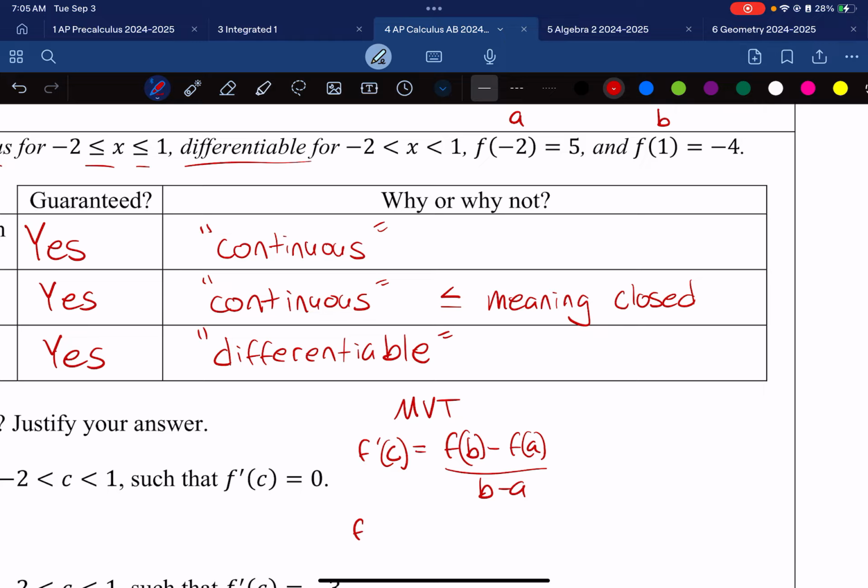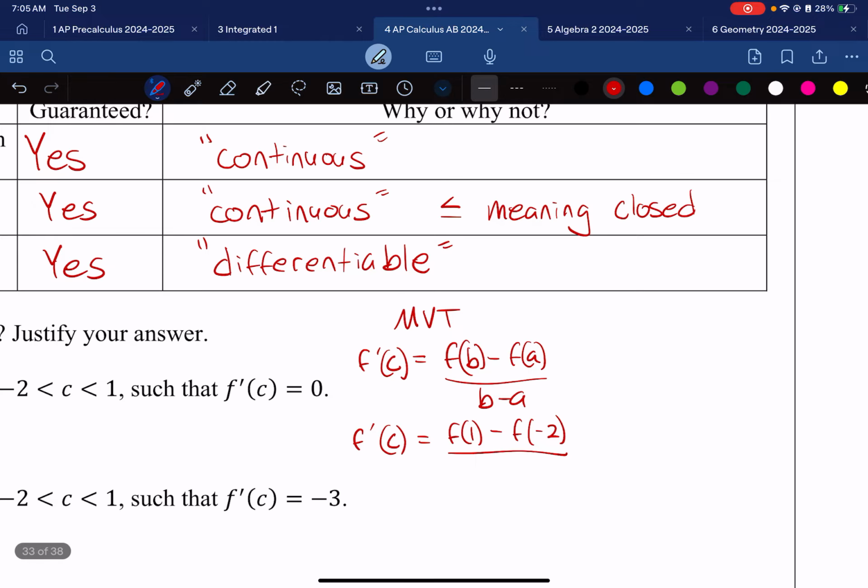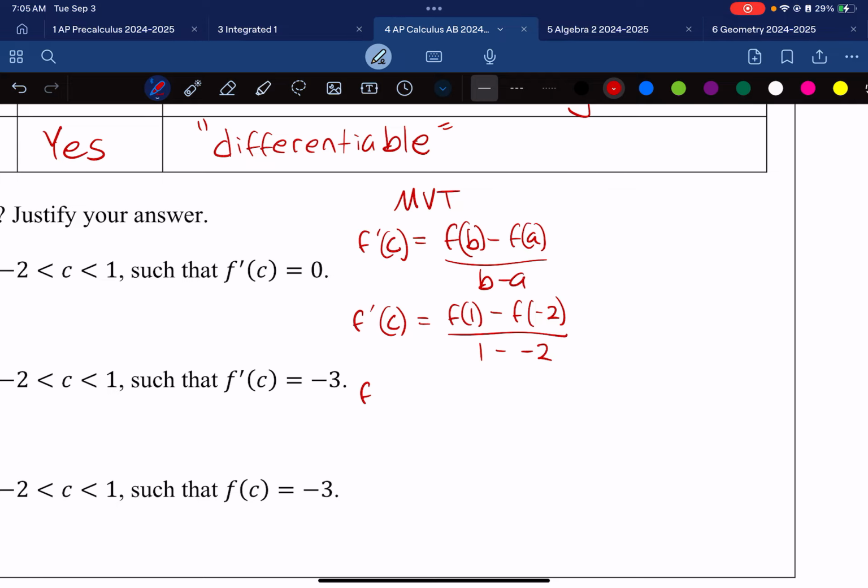I'm going to say f prime of c is equal to f of b, in this case f of 1, all over f of a, which is f of -2, all over b minus a, which is 1 minus -2. There's a double negative. Be careful. So therefore, f prime of c is going to be equal to, well, what is f of 1?